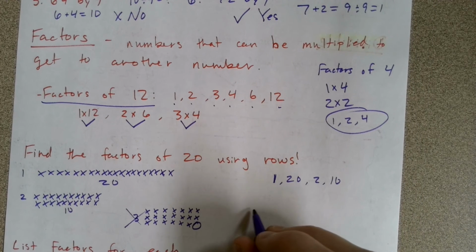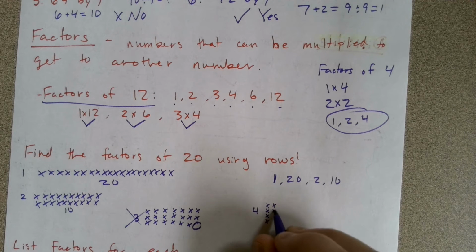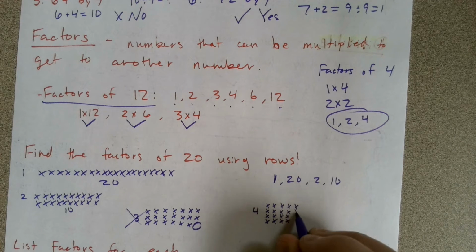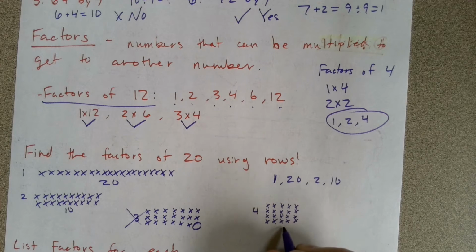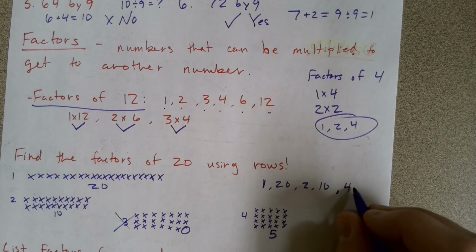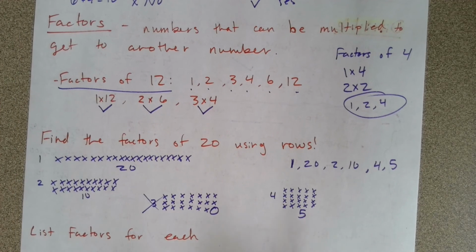Okay, let's try 4. 1, 2, 3, 4. Oh, there's 16, 17, 18, 19, 20. Fits in perfectly. 4 with 5. We got another factor there. I'm going to stop at that.